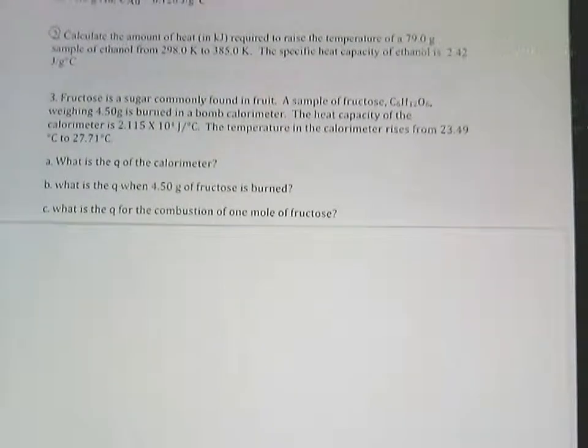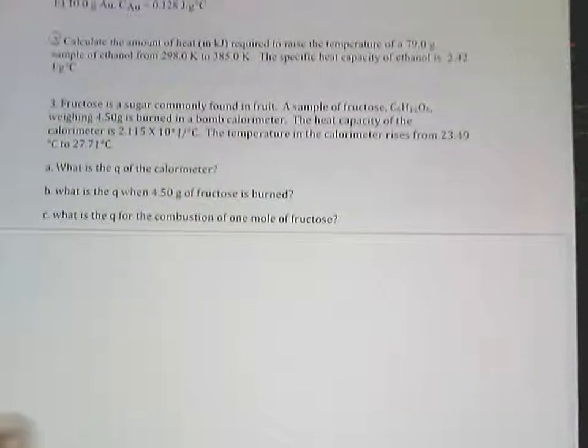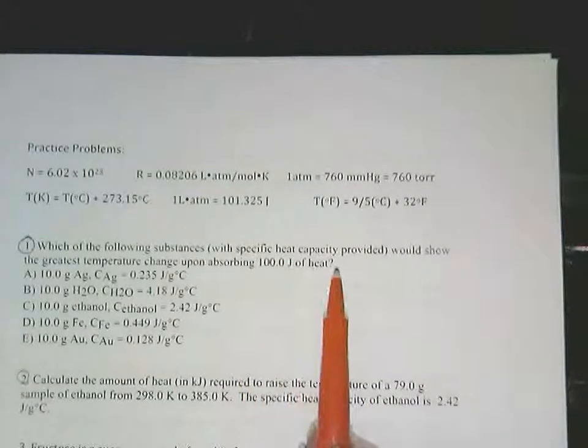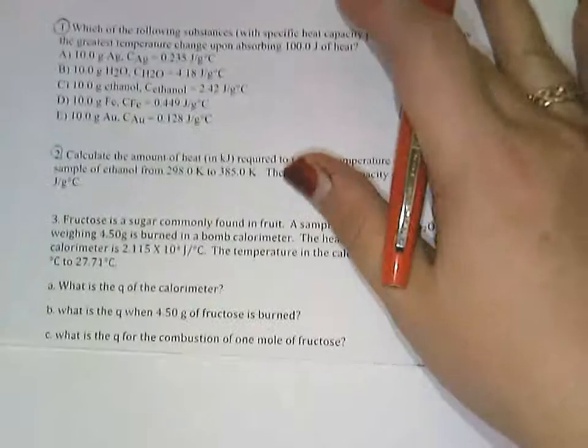All right, so number 3 is a calorimetry question. So I have fructose being combusted to change the heat capacity of the calorimeter. So this is a reading comprehension question, really. It's saying the heat capacity of the calorimeter is given in joules per degree Celsius, and you have a temperature change. In the previous one, I gave you specific heat capacity, which is little Cs. And this one, I gave you heat capacity.